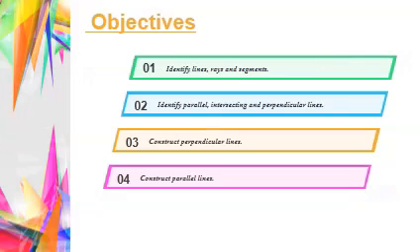So our first objective, as I told you, is to remember together the meaning of a line, a ray, and a segment. Then we are going to identify the meaning of parallel, intersecting, and perpendicular lines. Then we are going to learn the steps of constructing perpendicular lines and the steps of constructing parallel lines.